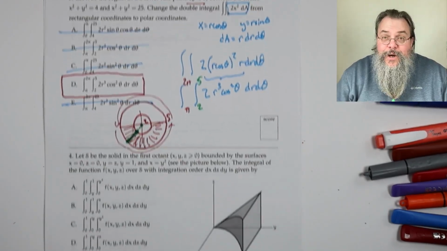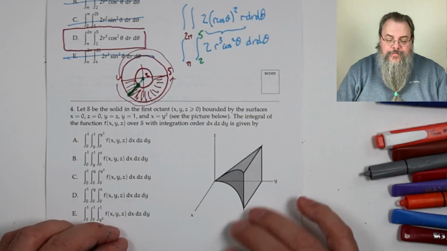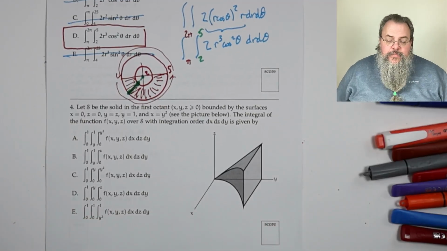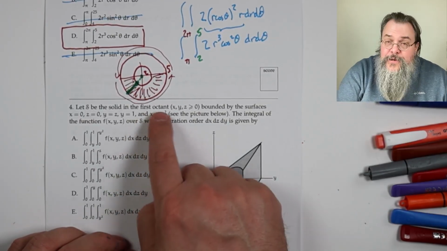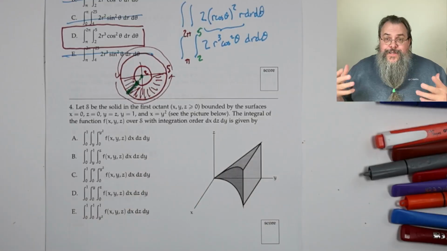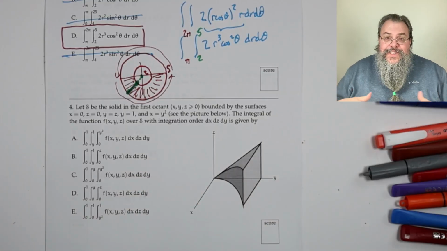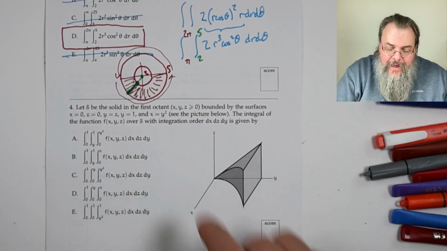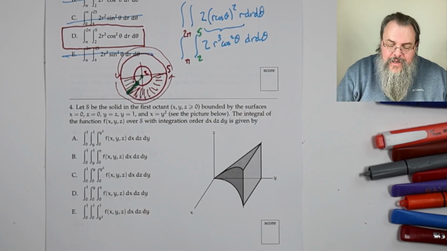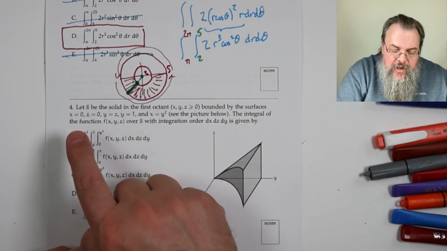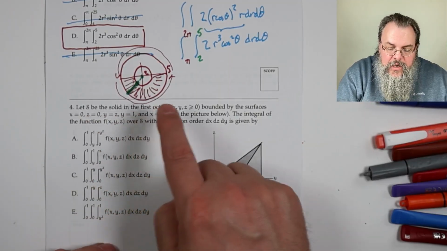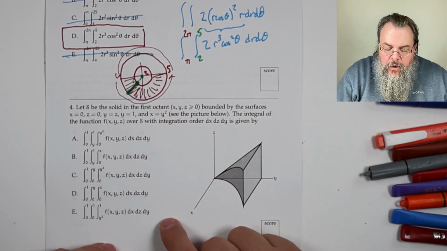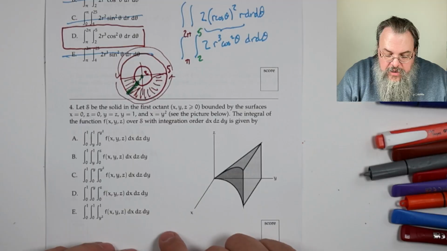All right, number 4. Let S be the solid in the first octant. Sort of like first quadrant, where x and y are positive. First octant says all your variables, x, y, z, are all positive. And we're bounded by the surfaces x equals 0, z equals 0, y equals z, y equals 1, and x equals y squared. Whew! Oh my goodness.